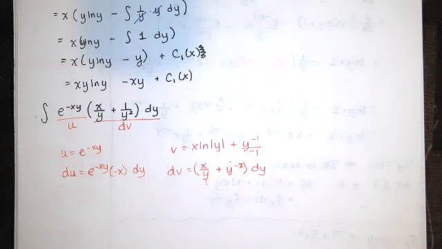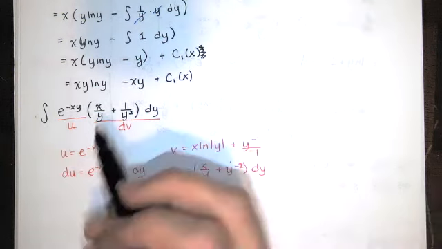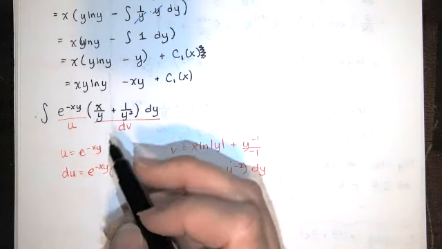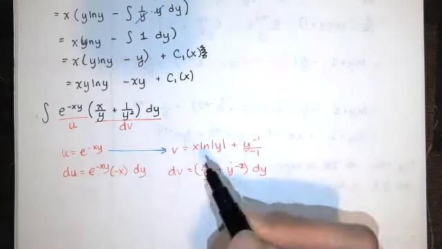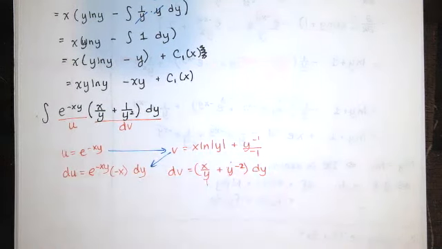Okay. All right. Let's see. Let's see if this actually works. I don't know if it is going to work. That does not look like it's getting simpler. It looks like it's getting worse. So we have u times v minus the integral of v times du.